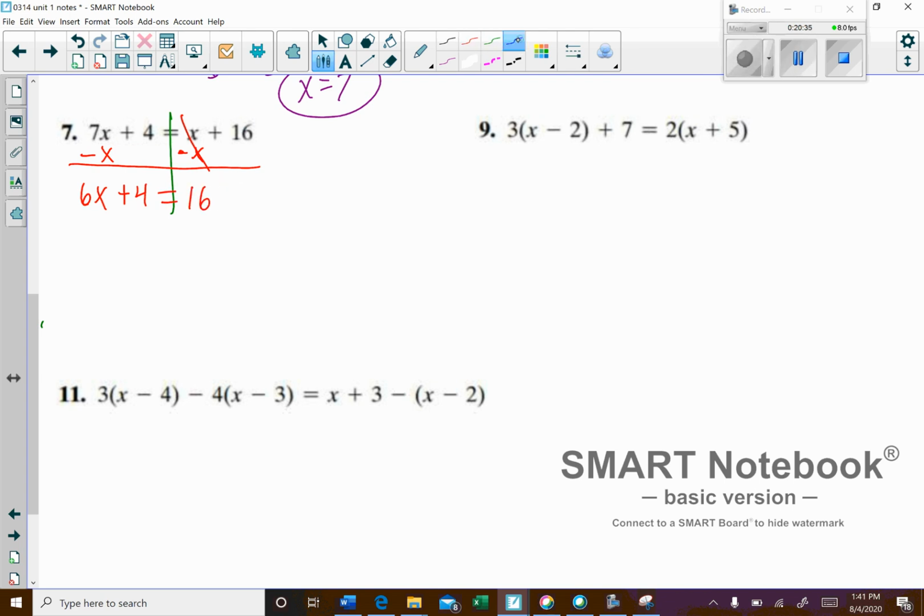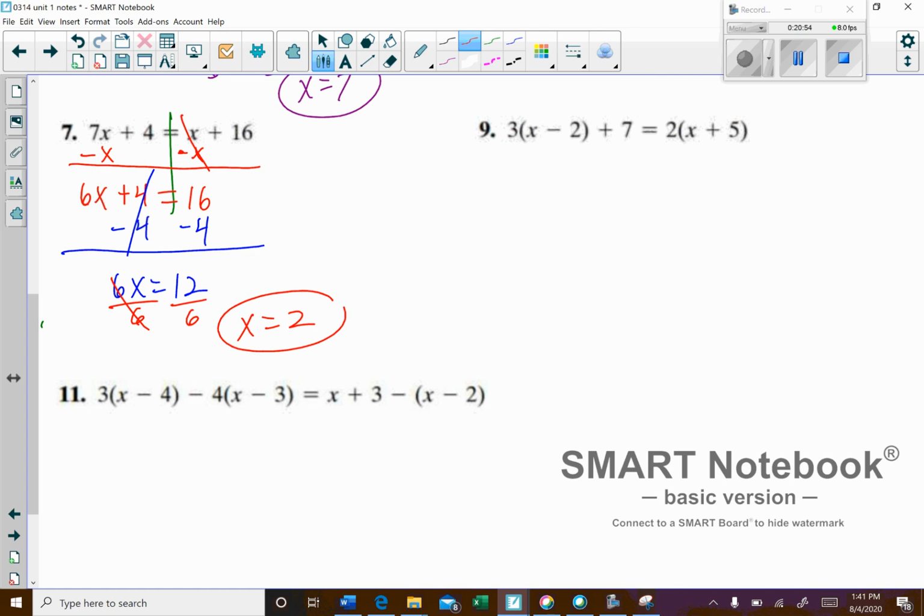Okay. And so this should start to look familiar. It looks like the very first problem we did. I'm going to go ahead and subtract 4 from both sides. That'll leave me with 6x equals 12. And then the last thing we'll do is we'll divide both sides by 6. And so we're going to get x equals 2.